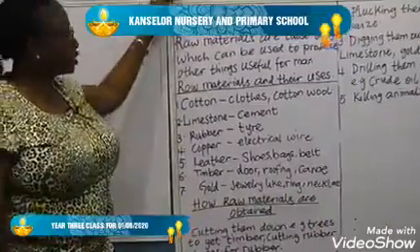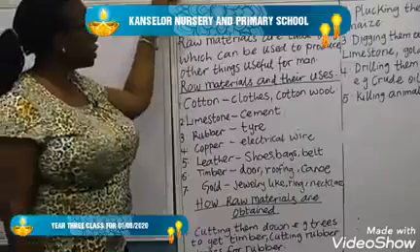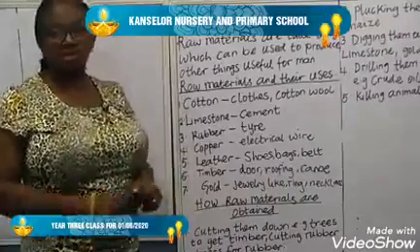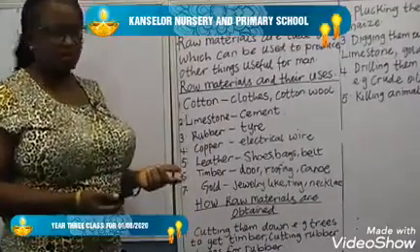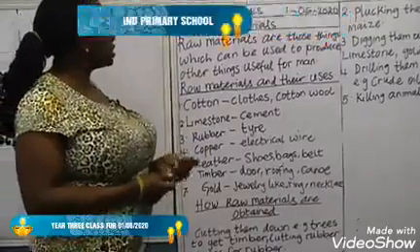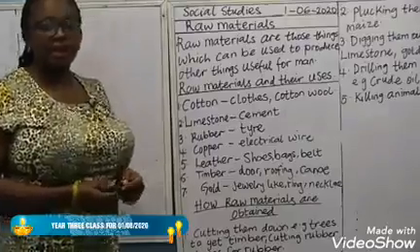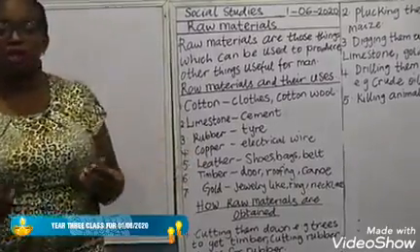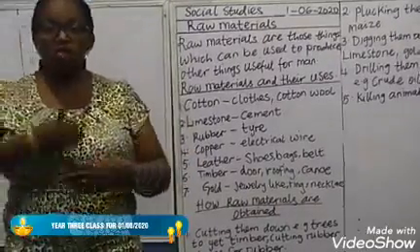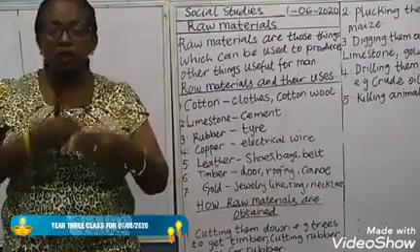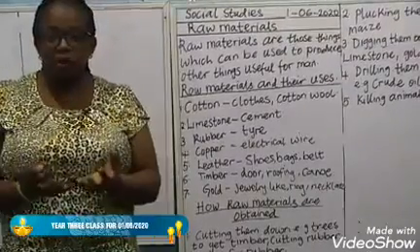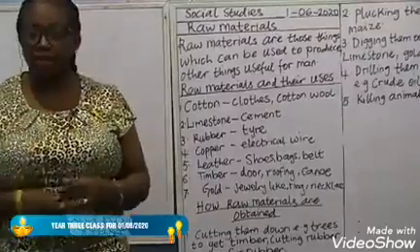We are going to be learning social studies now, and our topic in social studies is raw materials. What is raw material? Raw materials are those things which can be used to produce other things useful for man. They are in their raw form. You cannot use it in the state they are in. You need to either transform it or package it properly so that it can be useful to man.